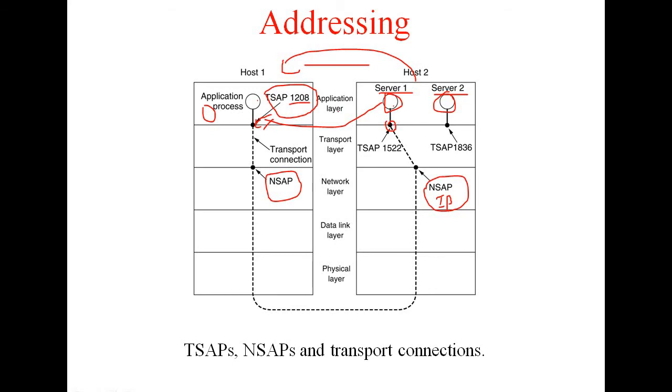Because there are many running, but host 1 is interested only in this type of service. It is not interested in this one. That is the reason why it should send the information about this 1208. Now in this scenario, host 1 wants to establish a connection with host 2 with the process that has the TSAP 1522, and it is not interested in 1836. That's why we require this unique addressing.